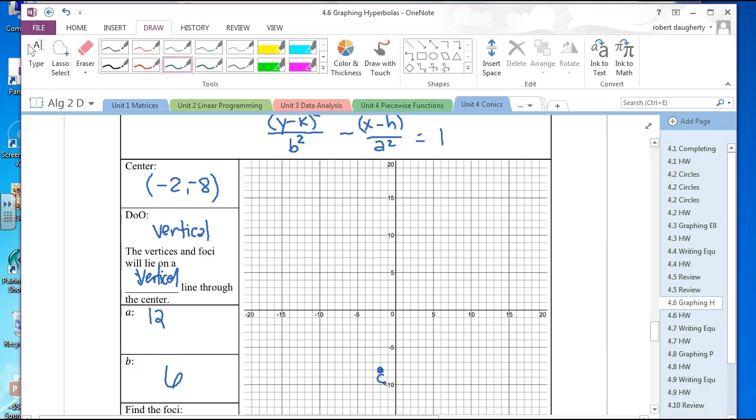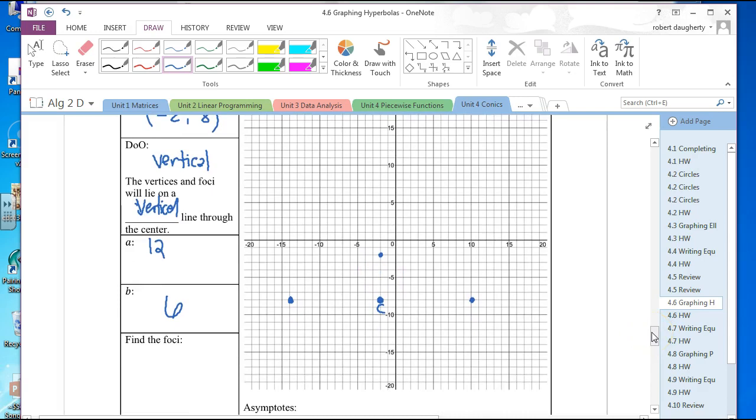A is what? Come on, guys. A is 12. So that means go left or right 12. So if I'm at negative 2, if I go to the right 12, that puts me at 10. If I go to the left 12, that puts me at negative 14. Okay? And B is 6. So if I go up 6 and down 6, all I do next is draw a box that connects all of these values.